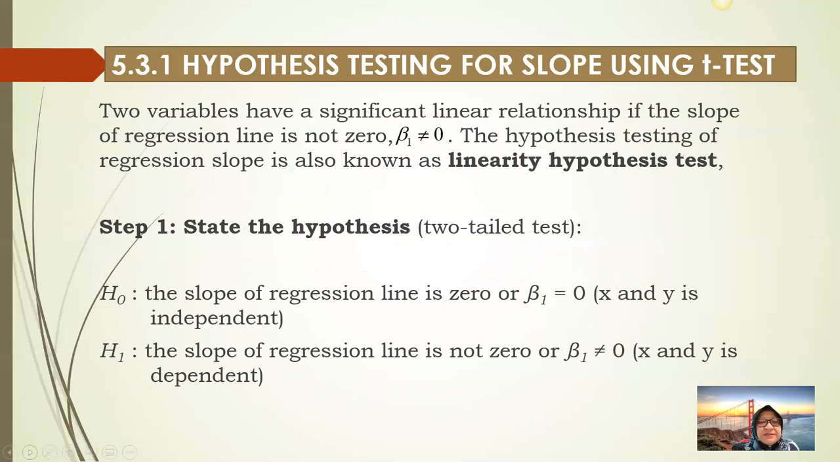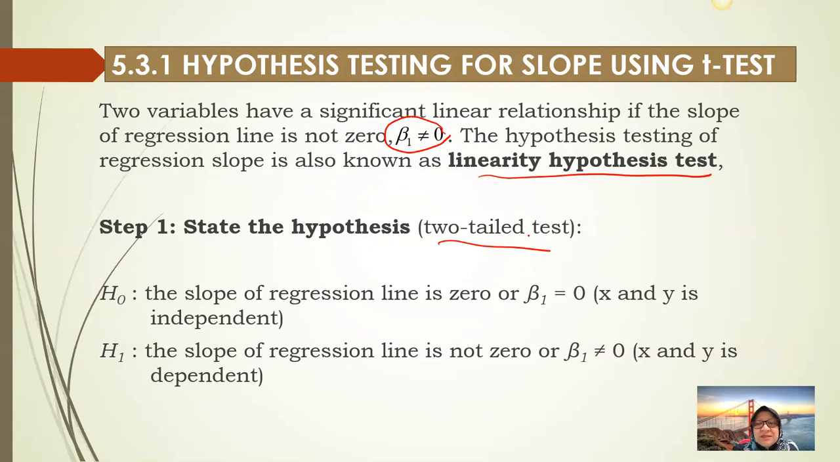For the first method, using the t-test, two variables have a significant linear relationship if the slope of the regression line is not 0. As I mentioned just now, if beta 1 is significant, that means beta 1 is not equal to 0, then there is a linear relationship between the variables. So the hypothesis testing of regression slope is also known as the linearity hypothesis test. It is a two-tailed test.